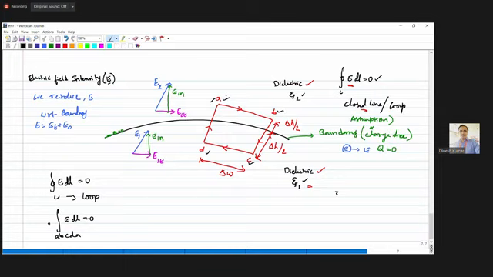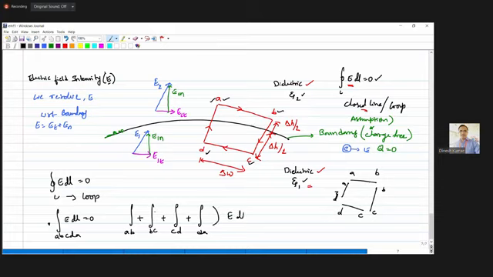This closed loop is formed by individual lines AB, BC, CD, and DA. This thing we have already seen. All together it is forming a closed loop. So the integral of ABCDA can be written as the integral of the line AB plus the integral of the line BC plus the integral of line CD plus the integral of line DA.